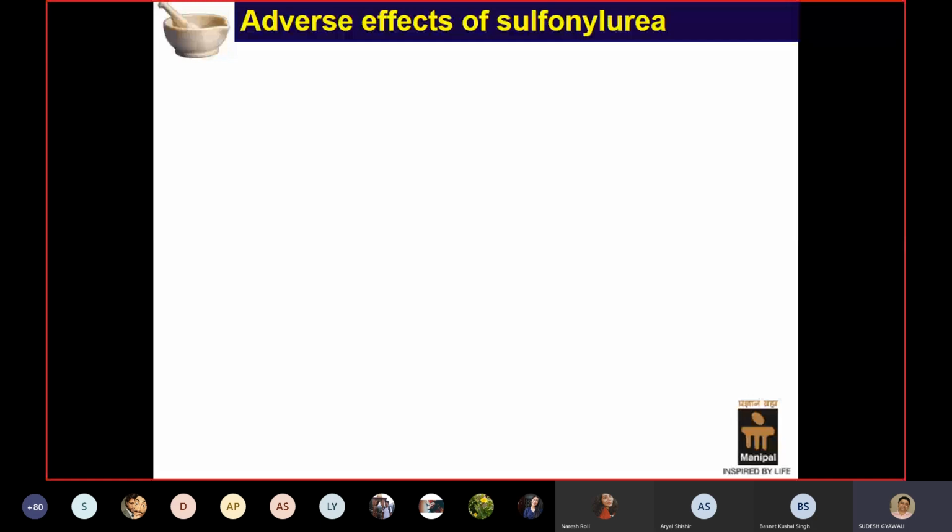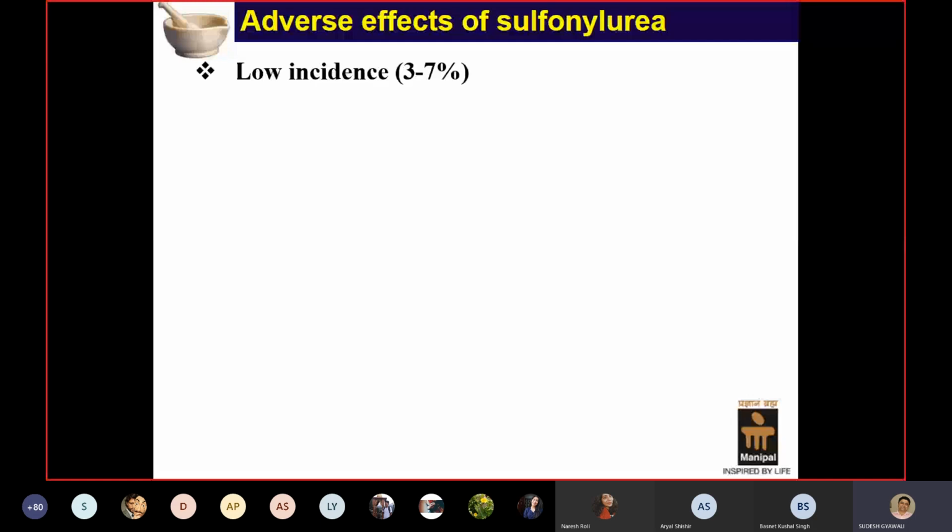And next, one more thing is the insulin. What type of hormone is insulin? Anabolic or catabolic? Anabolic. So that is why insulin tries to increase the body weight. So for sulfonylurea, what is the side effect or adverse effect? If someone asks, then the most important adverse effect, number one, is hypoglycemia. Number two, you can say it may increase the body weight also.